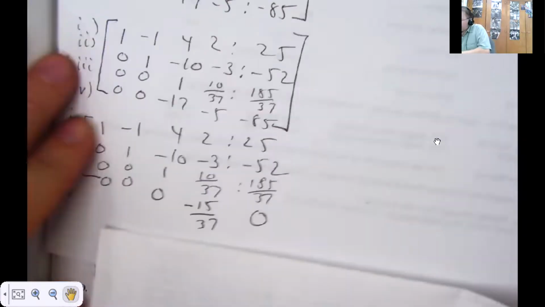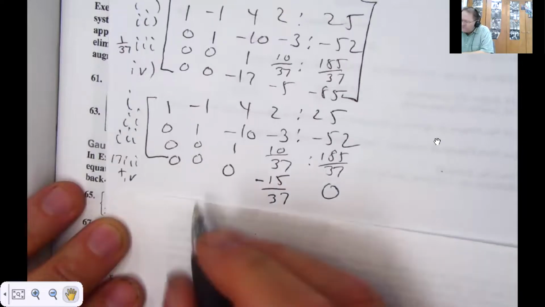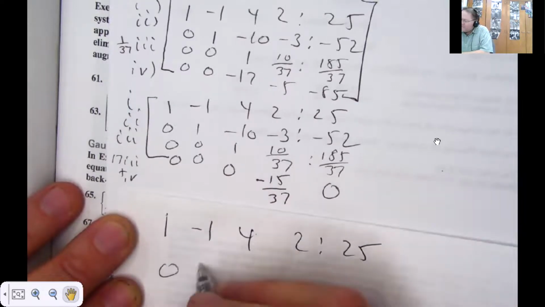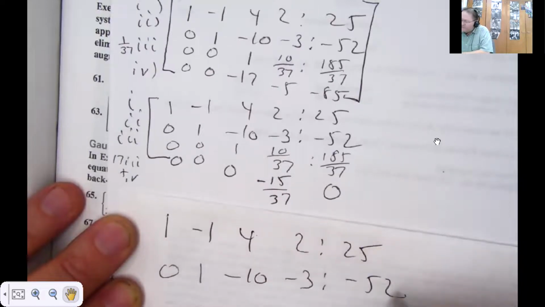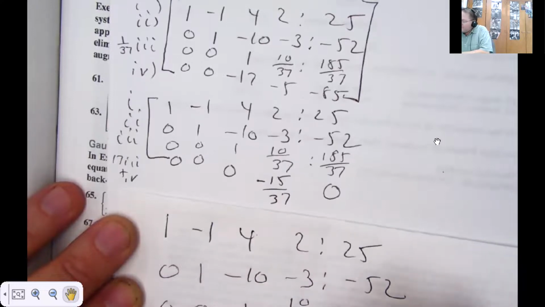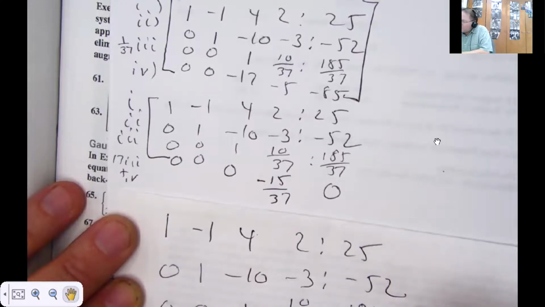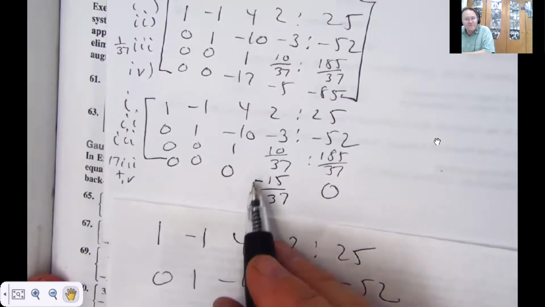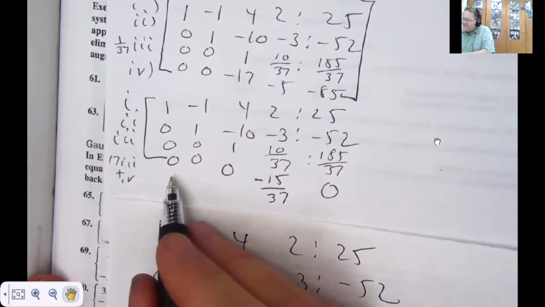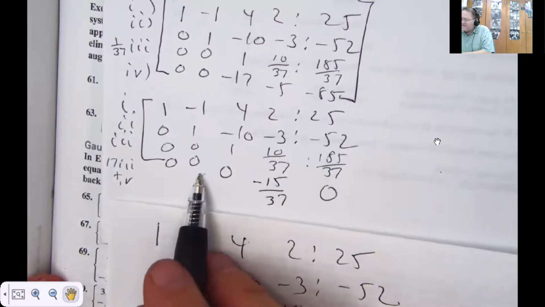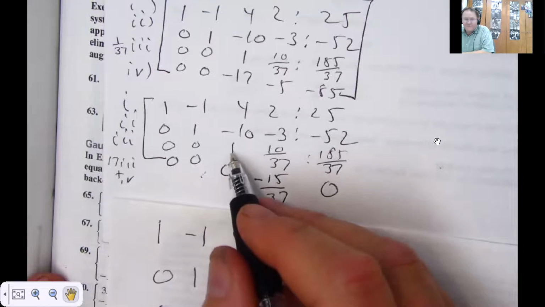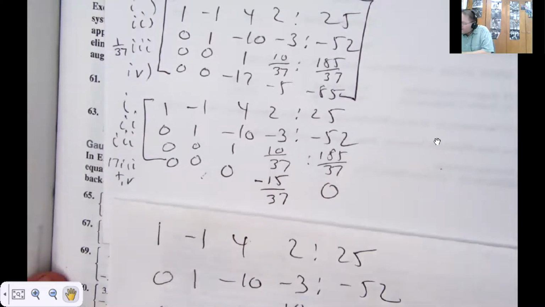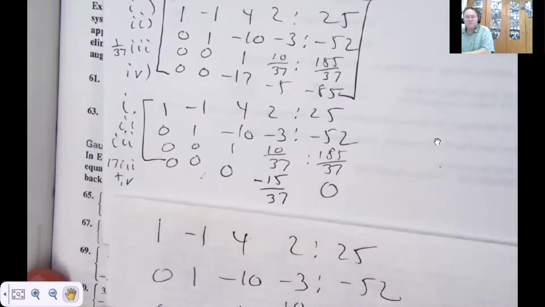So now it becomes, first row the same. 1, -1, 4, 2, 25. Second row the same. 0, 1, -10, -3, -52. Third row the same. 0, 0, 1. Ugly. 10/37. 185/37. And then what I'm going to do is I'm going to multiply everything by -37/15, the reciprocal. -37/15 times 0 is 0. -37/15 times 0 is 0. -37/15 times 0 is 0 again. And then -37/15 times -15/37 is 1. And -37/15 times 0 is 0. So there we go.